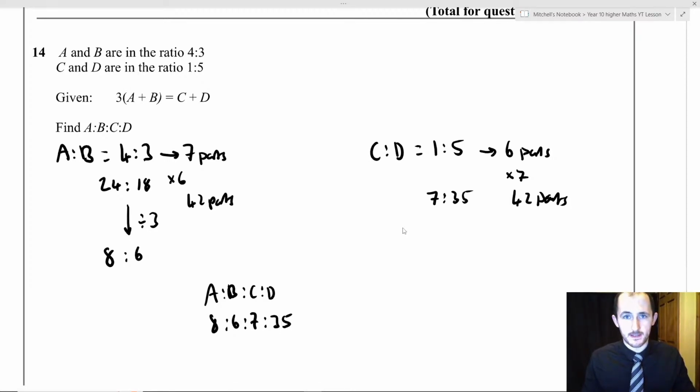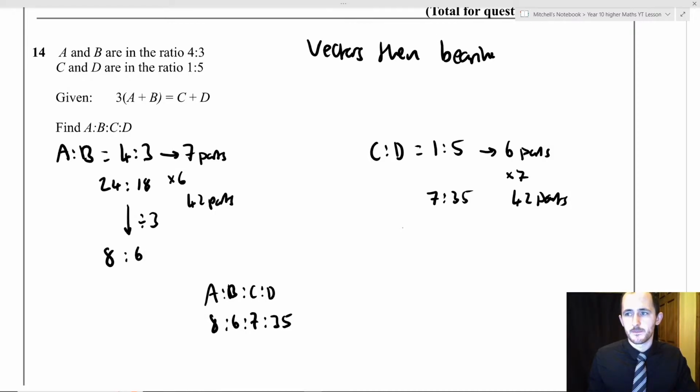Next week we'll do vectors, followed by bearings. So I'm just going to write another note to myself in case I forget. Vectors, then bearings. And we'll decide on the topics after that as well. Eventually we will just start doing exam papers and things like that.